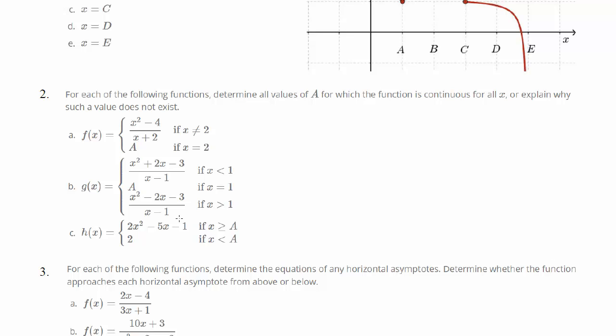Okay, so the last question. Basically, this is an upward-facing parabola when x is greater than some value of a, and it's 2 when x is less than some value of a. And so it's a parabola for a while, and it's a straight line for a while. We need to find values of a that make it continuous.